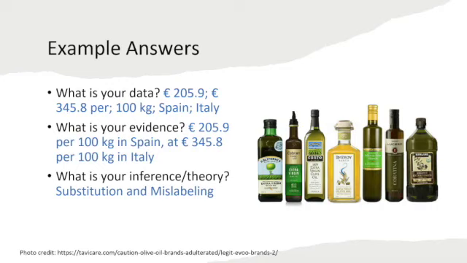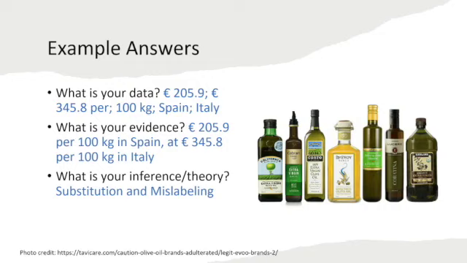Here are example answers from me. What is your data? 100 kilograms spent, Italy. What is your evidence? 345.8 per 100 kilograms in Italy. I think one type of food fraud, based on the data that was given to me, could be a food company labels its olive oil's origin as Italy when it actually was produced in Spain. I think this is mislabeling.